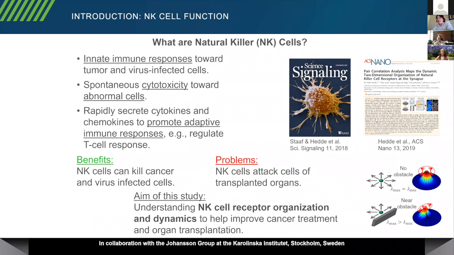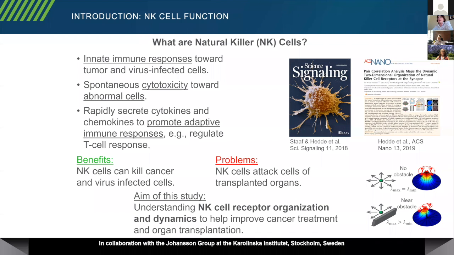This represents roughly 10% of your white blood cells. Most of you are probably more familiar with the T cells and B cells. The B cells represent the adaptive immune response producing antibodies, whereas the natural killer cell is part of the innate immune response that can act immediately as a kind of first line of defense towards tumor or virus infected cells, for example. And they do this by exhibiting spontaneous cytotoxicity toward those abnormal cells.